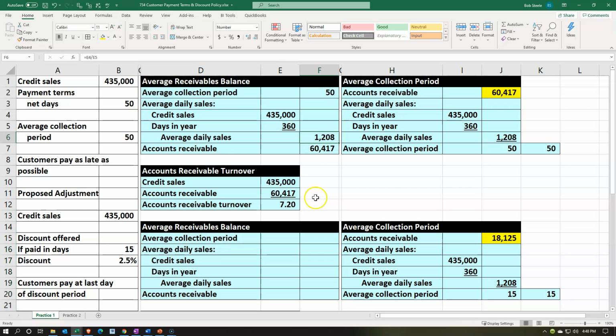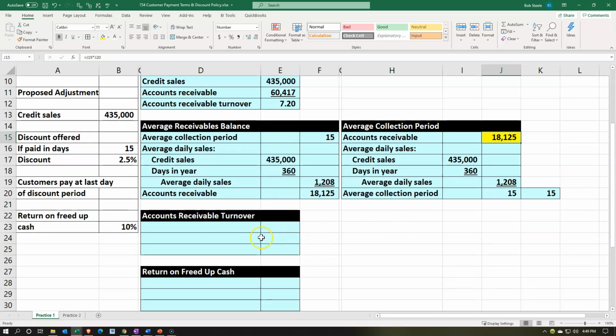I'm going to put an underline here while we're here. So let's go to the Home tab, Font Group, Underline. Then we'll put our numbers. I'm going to say the top number is now going to be 15. That's the new thing. And then the credit sales are the same. The days in the year are 12 months times 30. If we calculate this out, this is going to be the 435 divided by the 360. And then I'll put an underline here, Home tab, Font Group, Underline. And that'll give us our receivables, which once again will be 15 times the 1,208, getting another alternative to get to the 18,125.